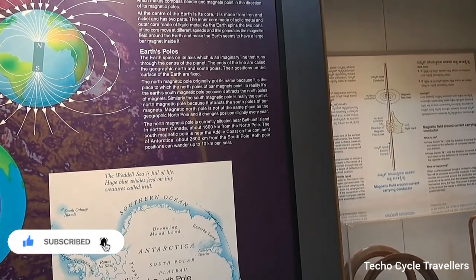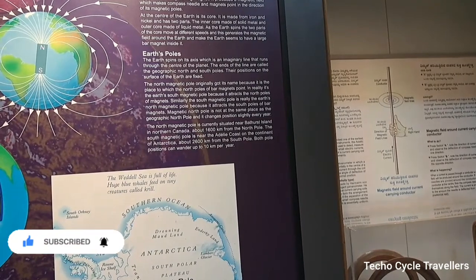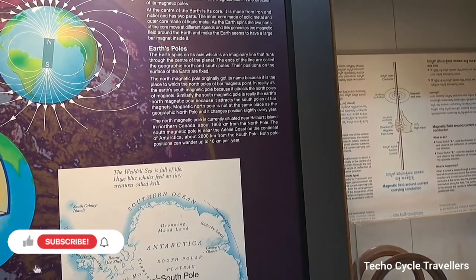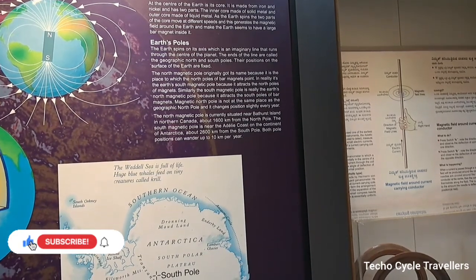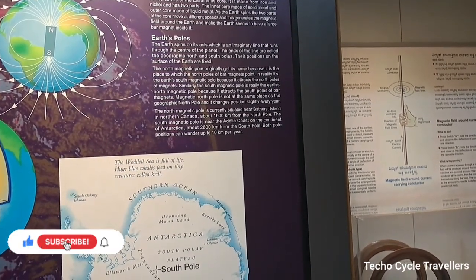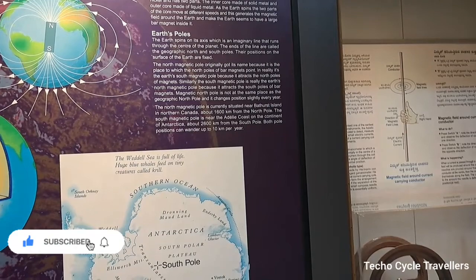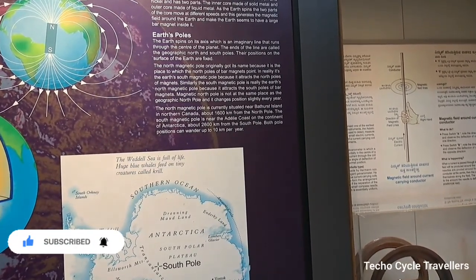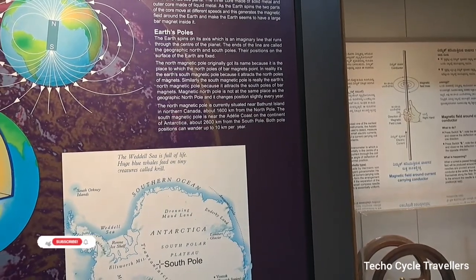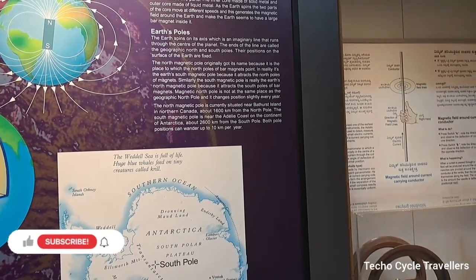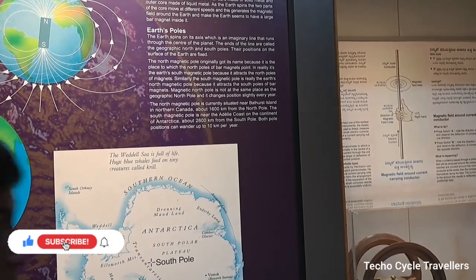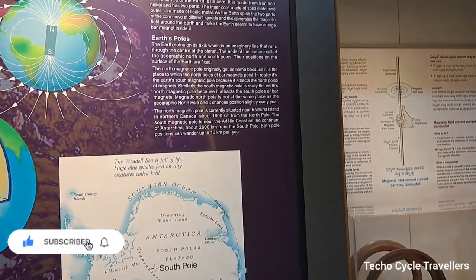The north magnetic pole originally got its name because it is the place to which the north poles of magnets point. In reality, it's the Earth's south magnetic pole because it attracts the north poles of magnets. Similarly, the south magnetic pole is really the Earth's north magnetic pole because it attracts the south pole of a bar magnet.